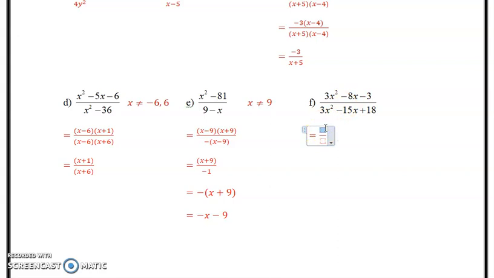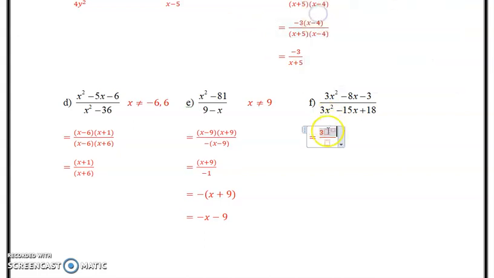So it's going to become, remember we just write 3x squared, and the b value, the negative 8, is going to be broken down into two numbers multiplied together to give us negative 9, and 3 times negative 3, added together to give me negative 8. So yes, it's negative 9x plus 1x minus 3, so there's the decomposition.